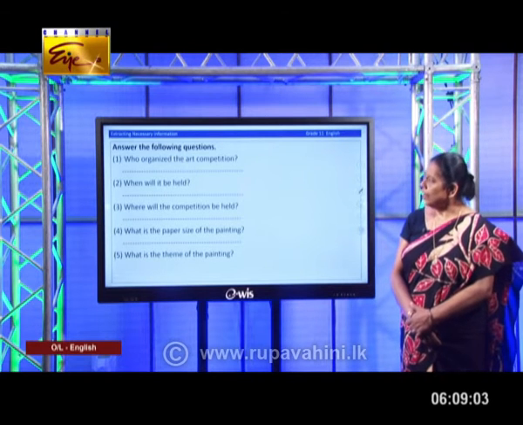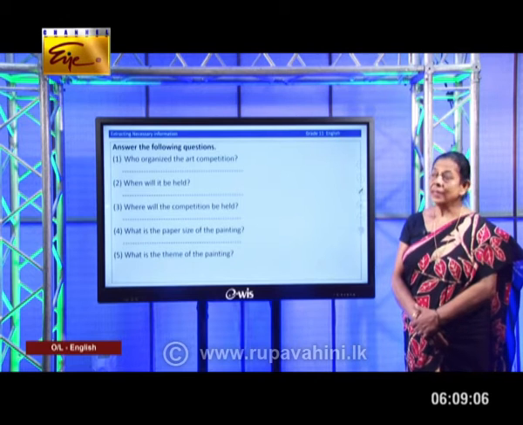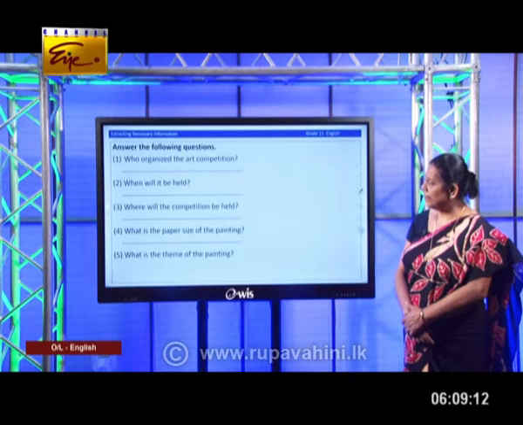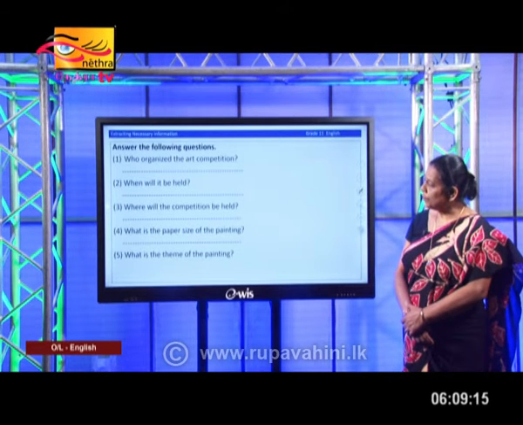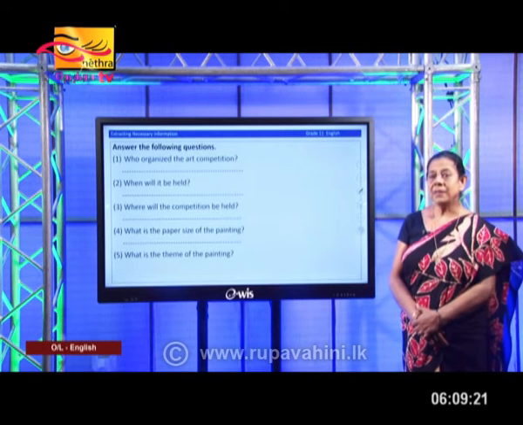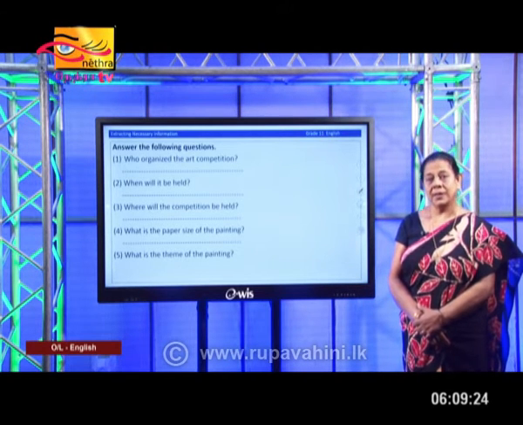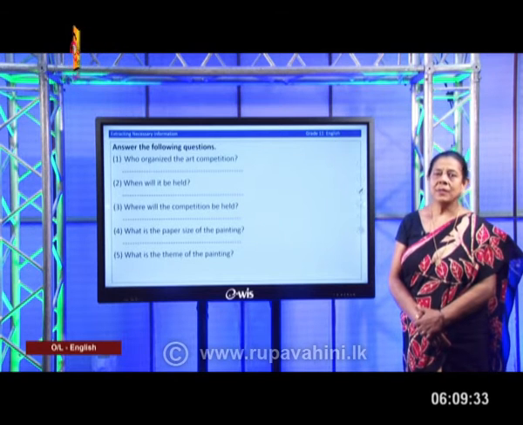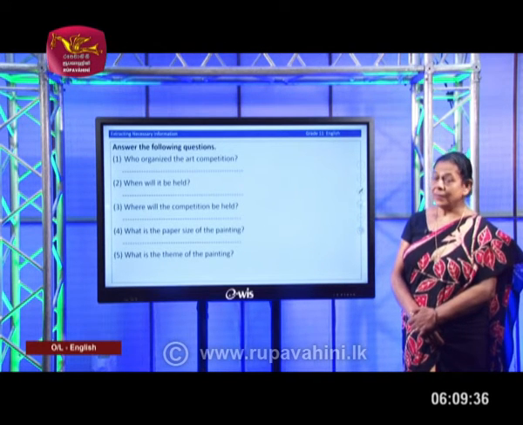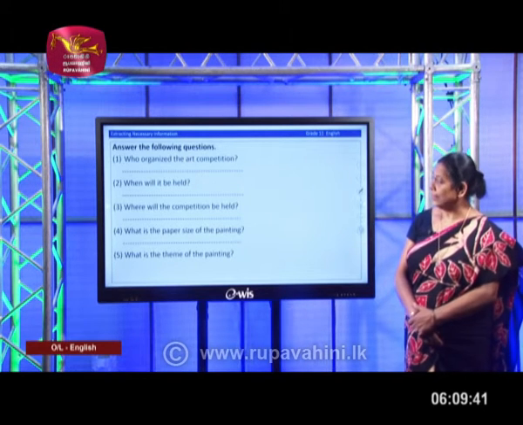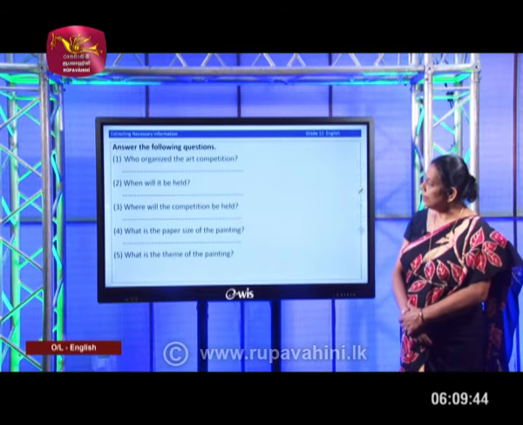Now look at the question words. What are the question words? In the first one, who? Second, when? Third, where? Fourth, what? Fifth, also what? So, you have to find the specific information according to the question word. The first one is who? The answer should be a person or an organization or an institution. You have to read the notice carefully and try to find the correct information. Second one, when will it be held?